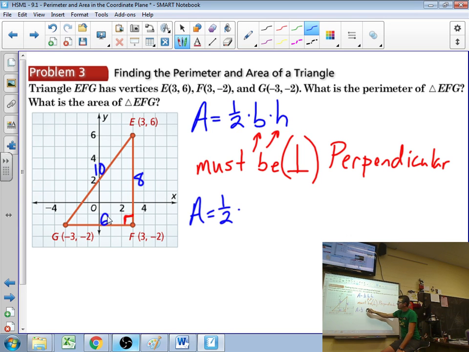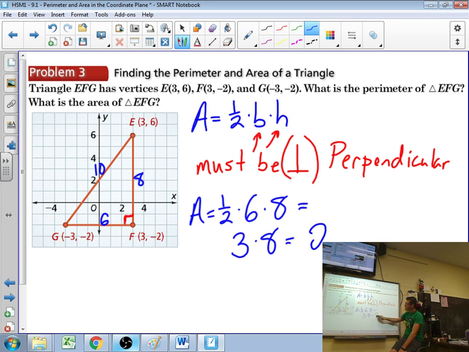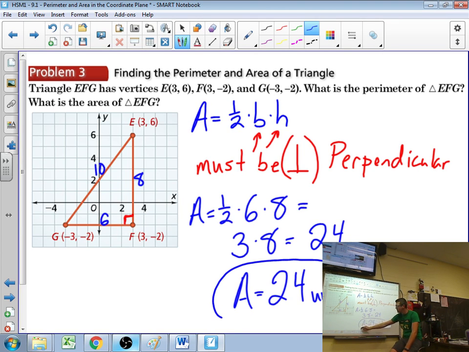Area is going to be 1/2 of my base, we'll call that 6, and my height, we'll call that 8. 1/2 of 6 becomes 3. 3 times 8 is 24. So my area becomes 24. Again, we don't have any units, so we would say units squared, or square units. Any questions? Cool.